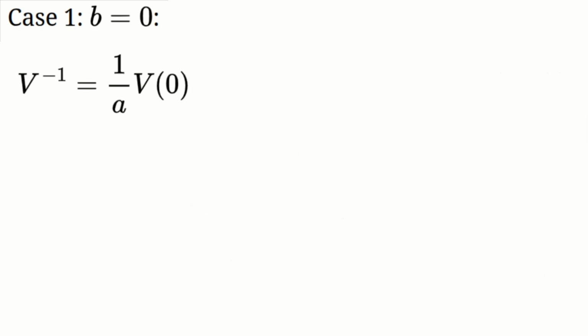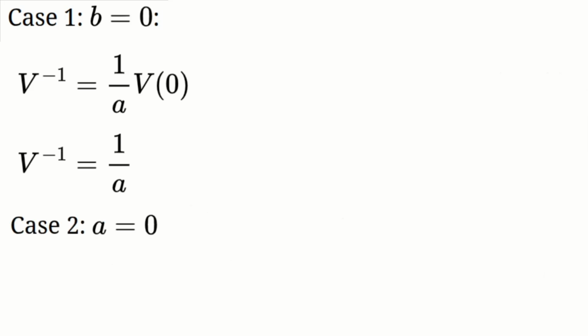Let's look at some special cases to make this clearer. First, consider the case where b equals 0. If b equals 0, then v equals a times v of 0, which is just a real number. In this case, the inverse is straightforward. V inverse equals 1 over a times v of 0. This is the standard inverse of a real number.